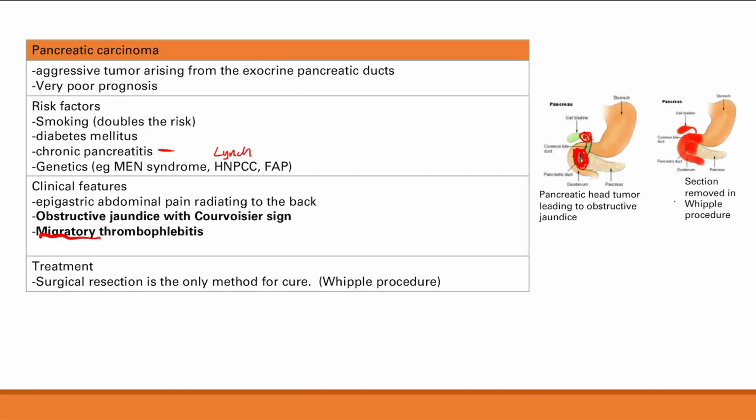What you're going to do is remove everything that I've highlighted in red. This includes the gallbladder here. This includes part of the duodenum here. It includes the head of the pancreas. Okay, so that's the Whipple procedure. Head and neck of the pancreas, the duodenum, and the gallbladder, all removed in the Whipple procedure for pancreatic cancer. So that's it for our pancreatic pathology.